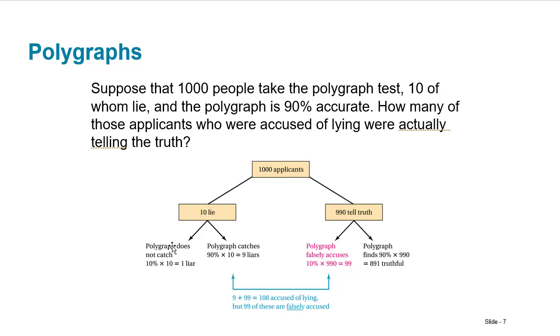So out of these, it's only going to catch 90%. So it's going to catch 9 liars, and 1 liar is going to get away. Out of the truth-tellers, it's 90% accurate, so we're going to take 90% of this, and 891 of them that are telling the truth are going to be said to be telling the truth. And unfortunately, 99 of them who are telling the truth, it's going to say lied. So it's going to accuse 108 people of lying, but 99 of these are falsely accused.